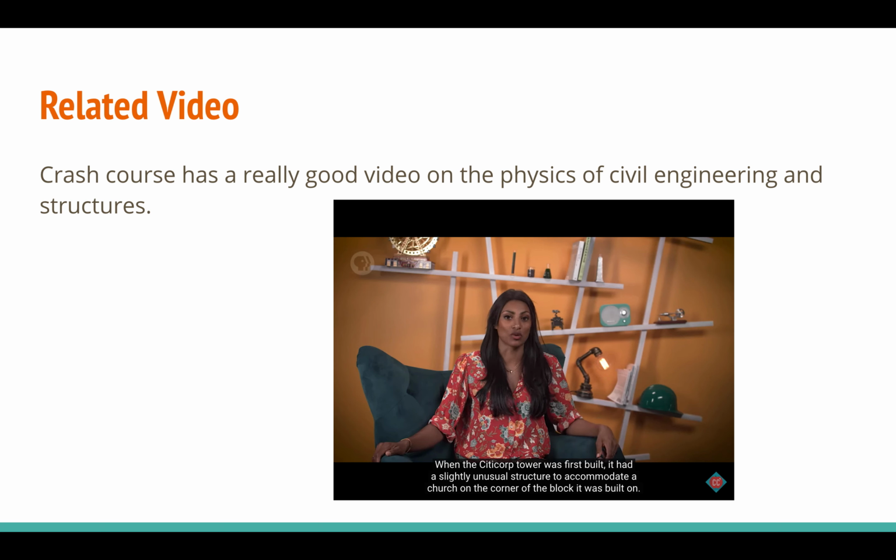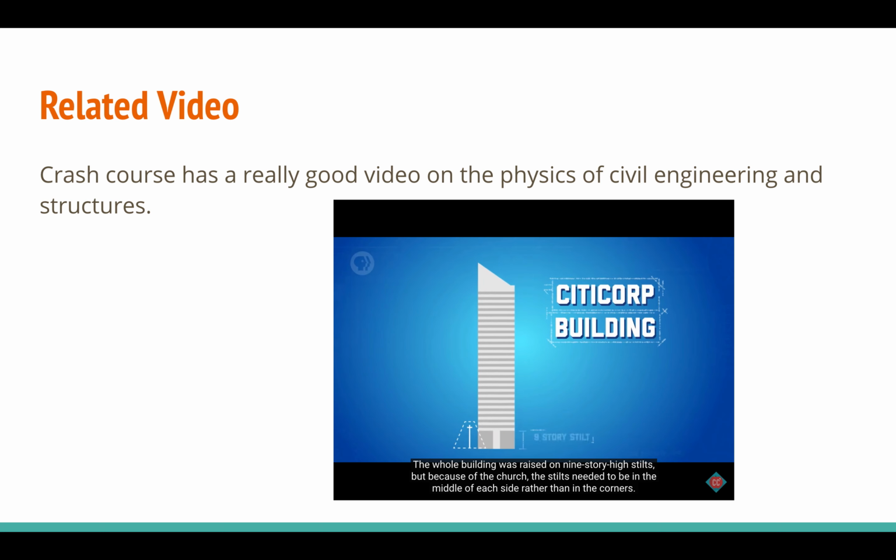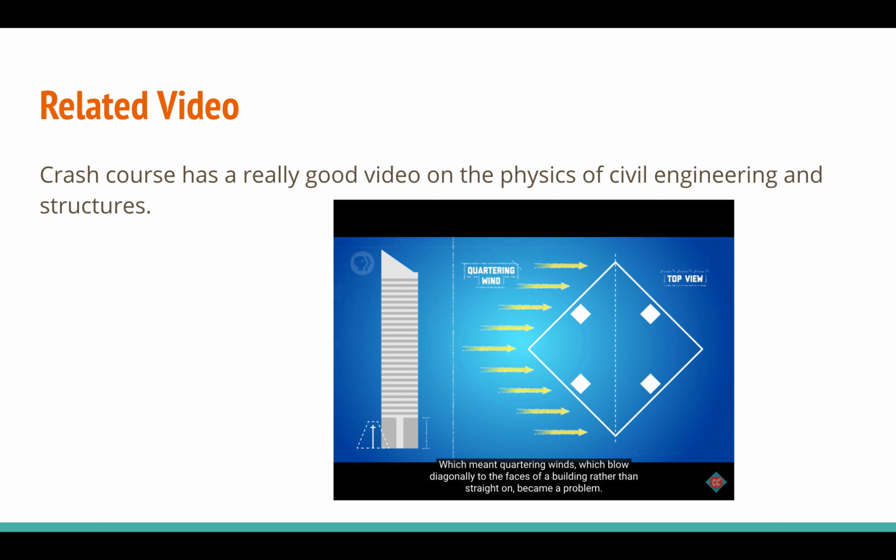When the City Court Tower was first built, it had a slightly unusual structure to accommodate a church on the corner of the block it was built on. The whole building was raised on 9-story high stilts, but because of the church, the stilts needed to be in the middle of each side rather than in the corners, which meant quartering winds, which blow diagonally to the faces of a building rather than straight on, became a problem.